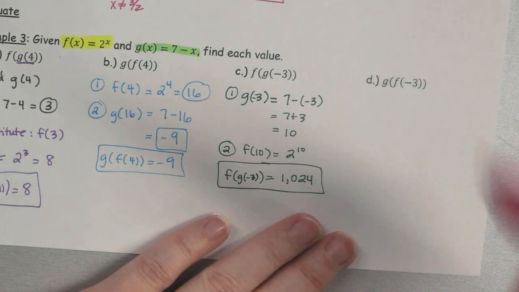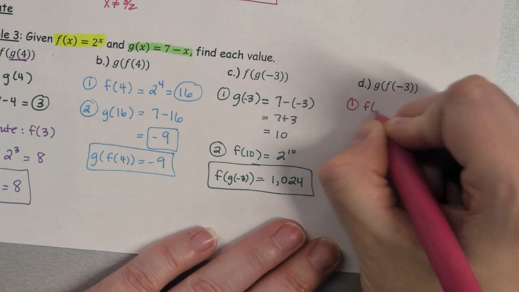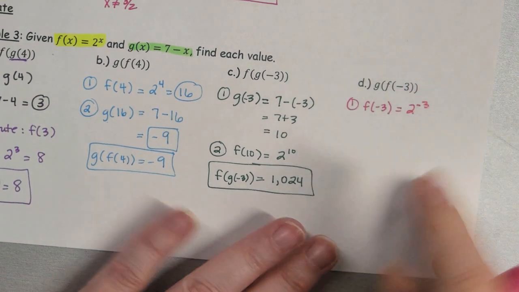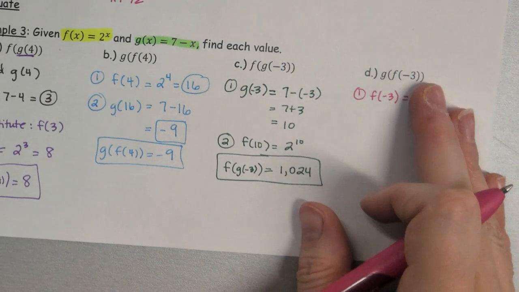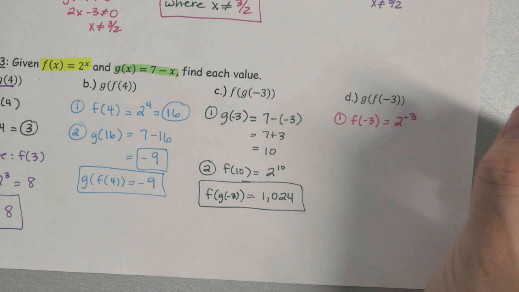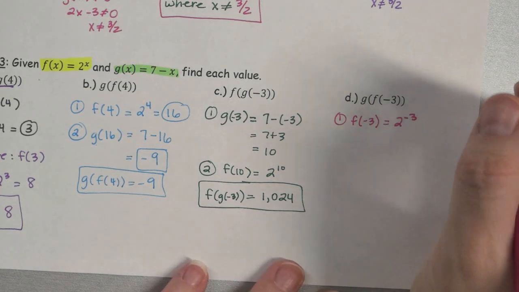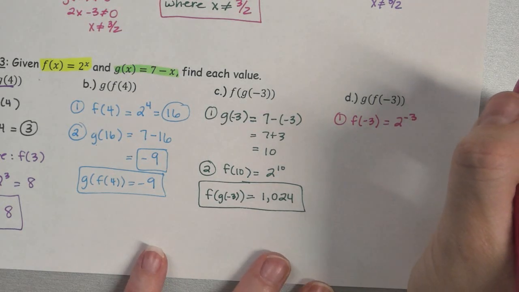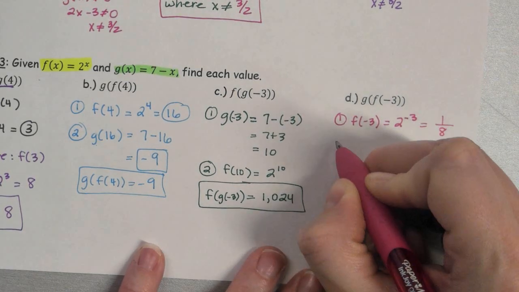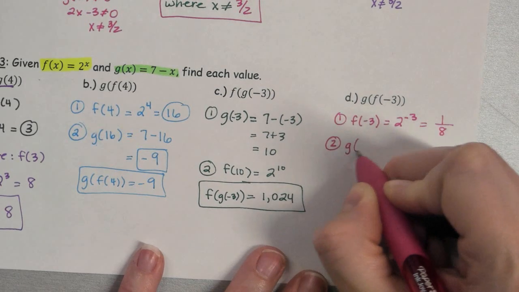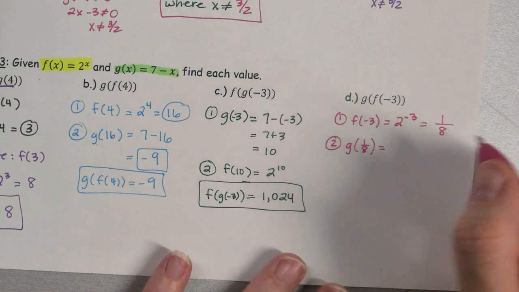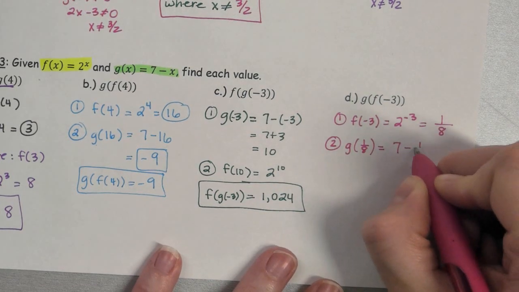All right, so for D, the first one, f of negative 3, when you plug that in, it's 2 to the negative 3rd. Do you remember what that's going to be? What's 2 to the 3rd? 8. So if it's a negative, you guys remember? Yeah, 1/8. Good. It's a fraction. 1 over 8. Great. All right, and then now I'm going to do g of 1/8, which is going to be 7 minus 1/8.